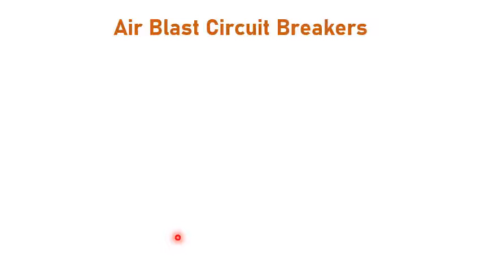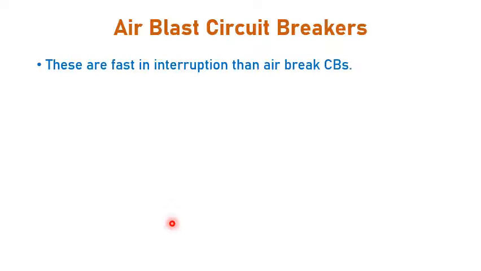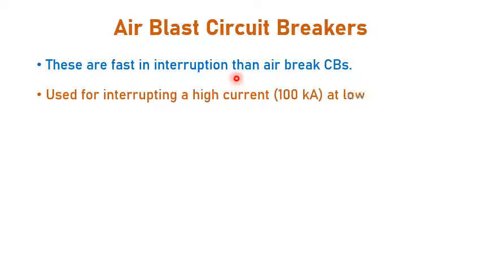The next type of air circuit breaker is air blast circuit breakers. These act very fast in interrupting the current compared to air brake circuit breakers. In air brake circuit breakers, normal atmospheric air goes through the arc and deionizes the arc. But in the air blast circuit breaker, compressed air will be passed through the arc and the arc will be quenched.